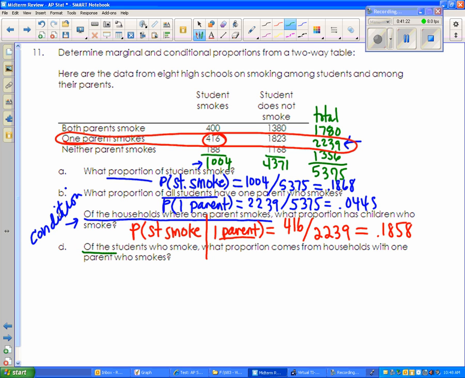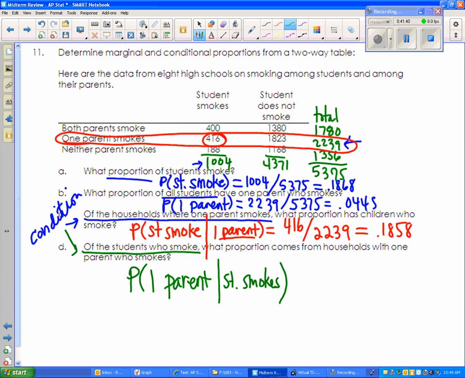And then in letter D, of the students who smoke. So now I'm restricting it again. Of the students who smoke, I'm looking at the proportion that come from households with one parent who smokes. So I'm looking for the proportion of one parent given the student smokes.